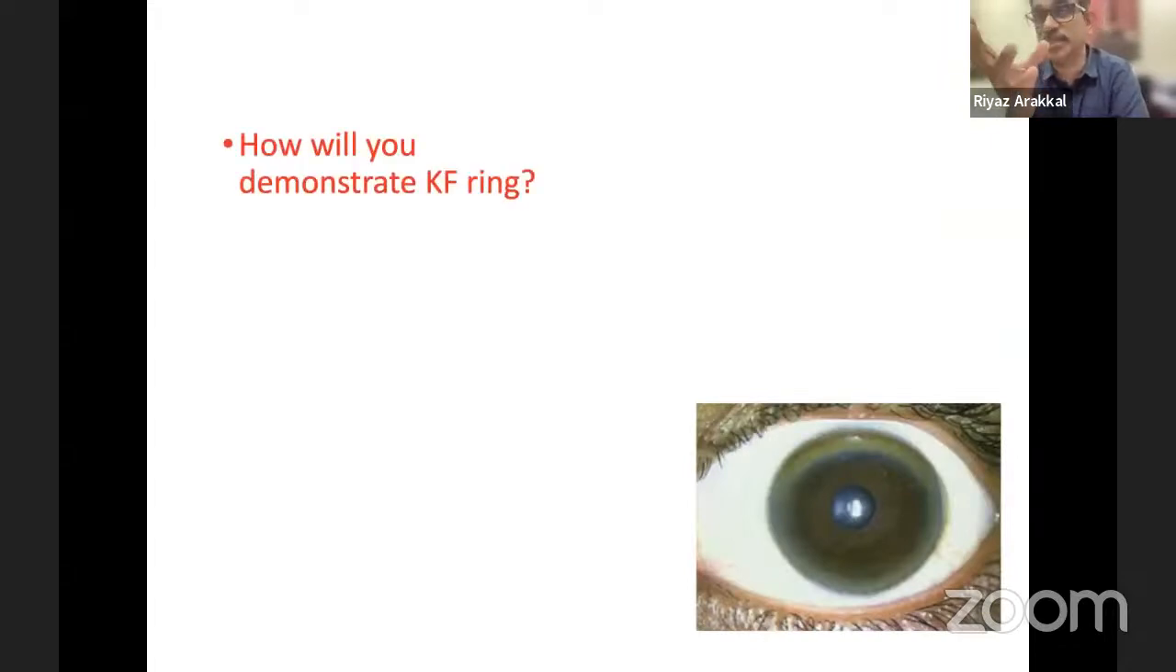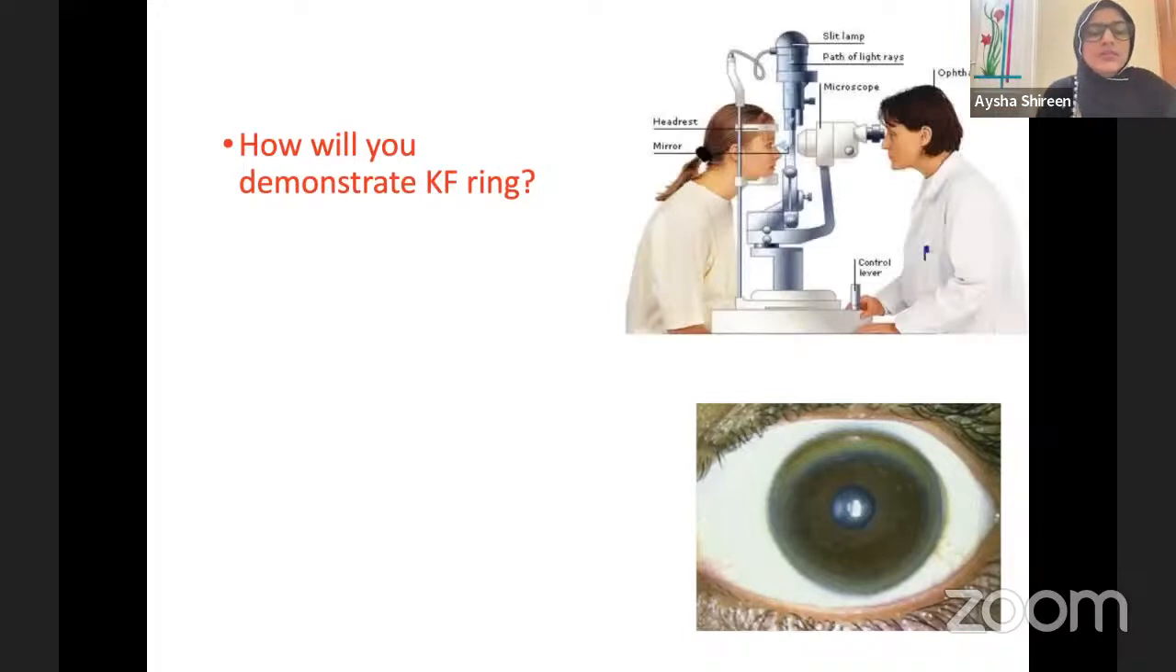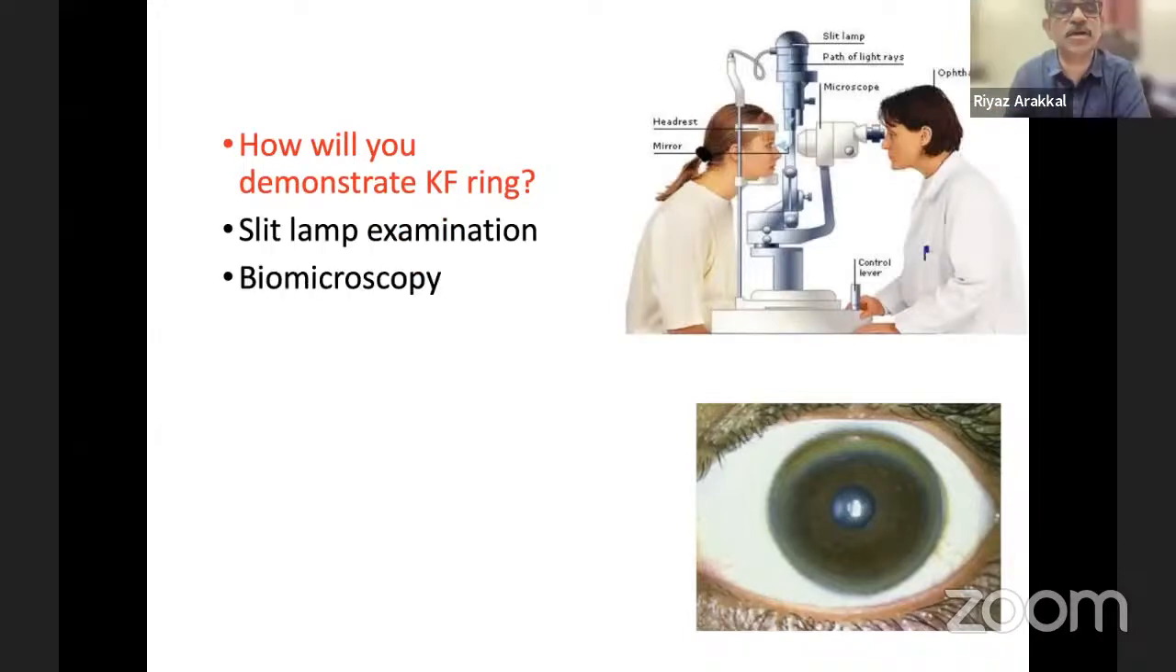Now, how will you demonstrate a KF ring? Suppose the KF ring is not visible. What is the method? Biomicroscopy. Slit lamp examination is also known as biomicroscopy. So this is the better method of demonstrating a KF ring.